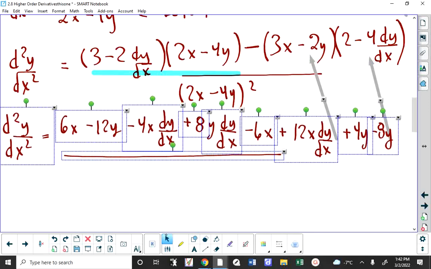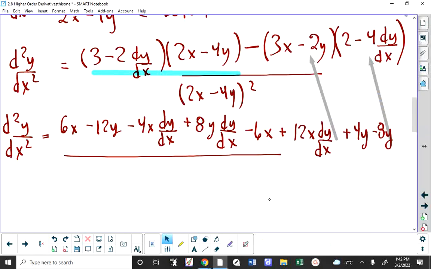You guys don't have any problem with space left to write on your paper, right? It's a smartboard thing. So dy dx. Let me get rid of my arrows because they're just visual noise at this point.